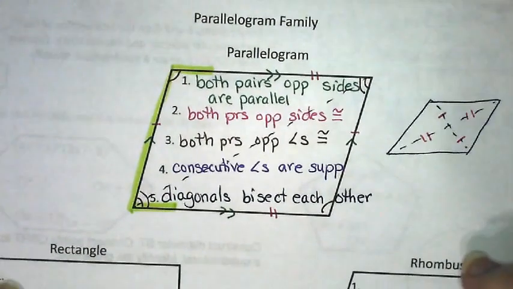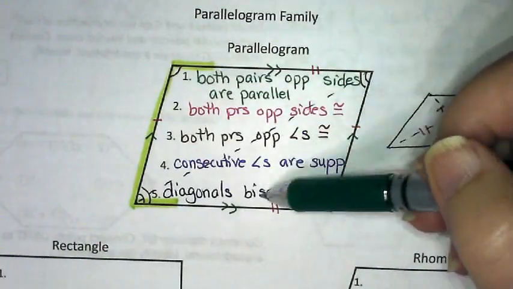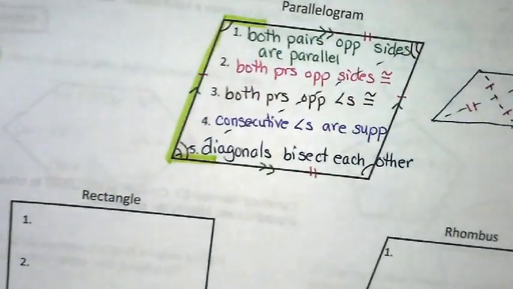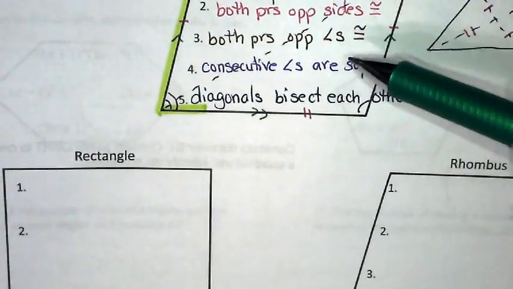We're going to talk some more about our parallelogram family today. So we started with the 5 characteristics of a parallelogram. Every shape on this page is a parallelogram, so they're going to have these characteristics, plus they get a little bit more specific for each one.